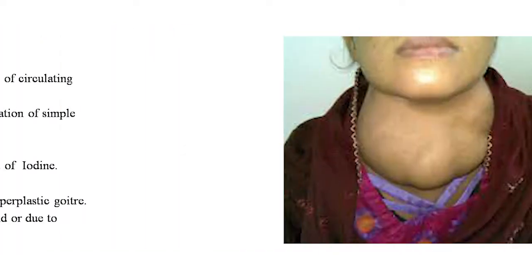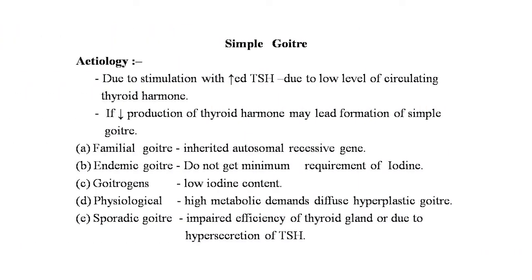Dear students, here is a good image showing on your screen the simple goiter. Same picture is here. Now we start the simple goiter. The etiology of this disease: this goiter is mainly formed due to stimulation with increased TSH, due to a low level of circulating thyroid hormone. A decrease in the production of thyroid hormone may lead to the formation of simple goiter.